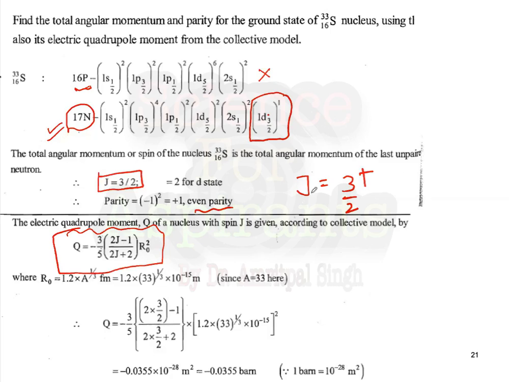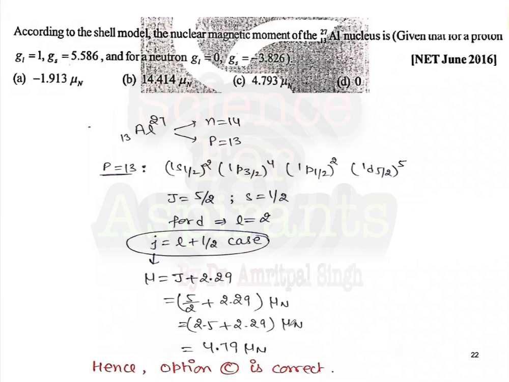Once you find the value of the ground state spin, putting in the value of J and R naught, where R naught is equal to 1.2 into A, and A is here 33, you can find the value of R naught, and you can find the value of the electrical quadrupole moment. So this is how you can find the magnetic moment, quadrupole moment, ground state spin, and parity of the given nucleus.